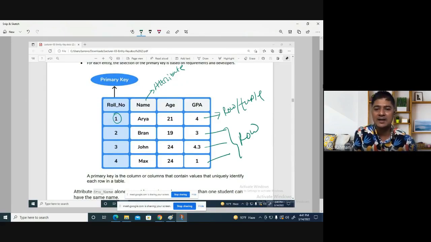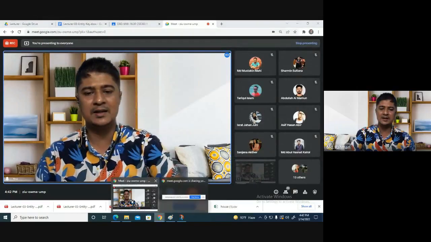But why is age not the primary key? Because age can be repeated. For example, max age could be 21. Or why is name not the primary key? Because Arya, Bran. There might be another student whose name is Bran, right? In your section, your batch, or your department, there are many students with the same name. So that's why these are not the primary key. The primary key is used to uniquely identify a tuple, so that there is no chance two tuples will be the same. Again, I just repeat it.